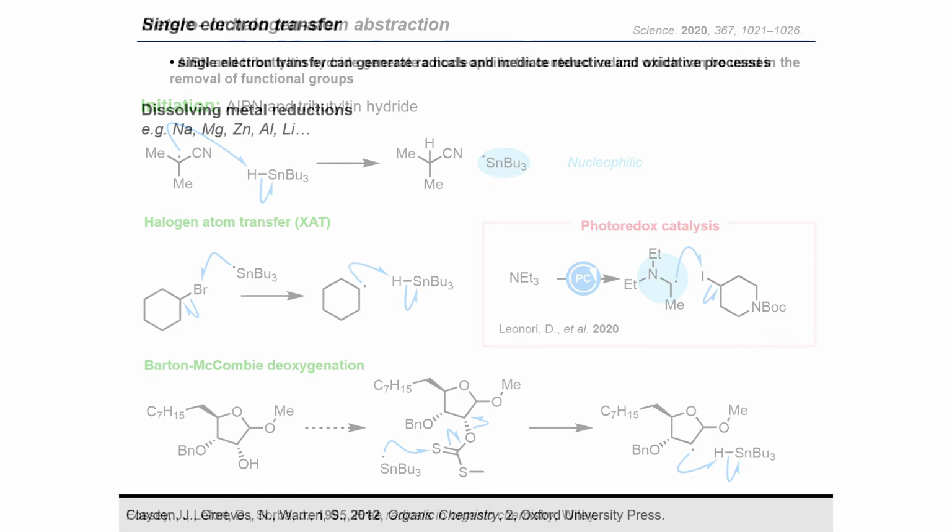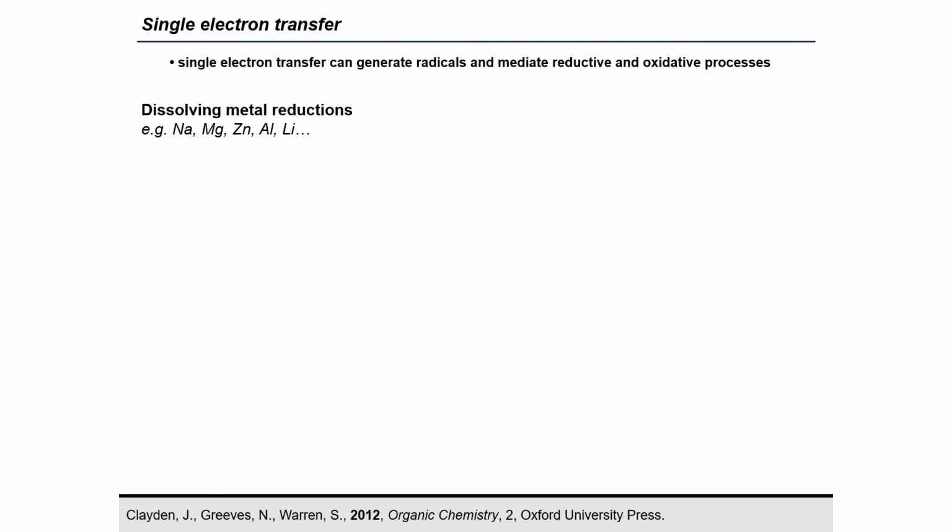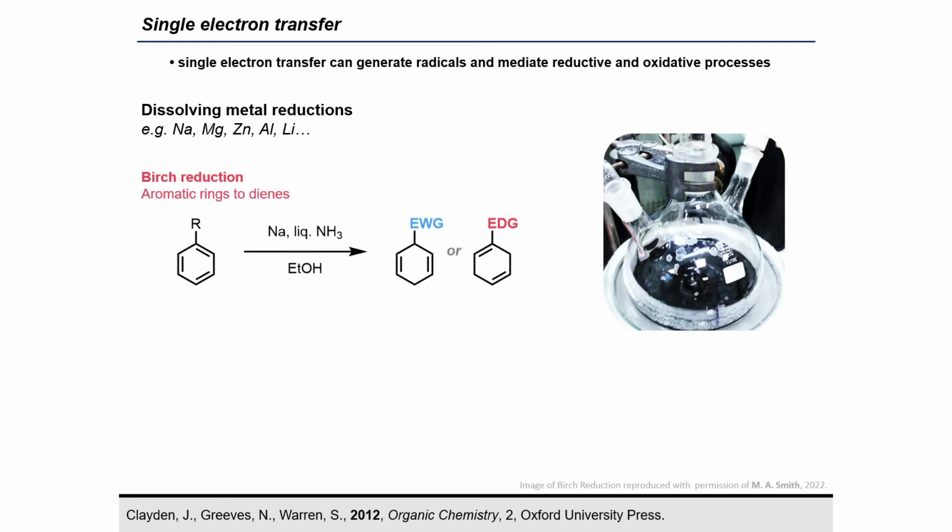In contrast to bond homolysis, radicals can also be generated by the direct addition or removal of an electron from a spin-paired molecule, in a single electron reduction or oxidation event. Certain metals, such as sodium and magnesium, can be used in dissolving metal reductions. In these reactions, a metal is dissolved, liberating free solvated electrons, which can then interact with organic molecules also in solution. The Birch reduction is a prominent example of a dissolving metal reduction, commonly using sodium in liquid ammonia for the reduction of aromatic rings to dienes.